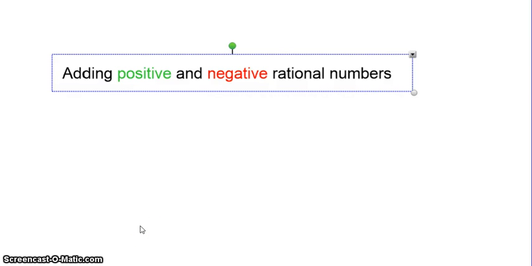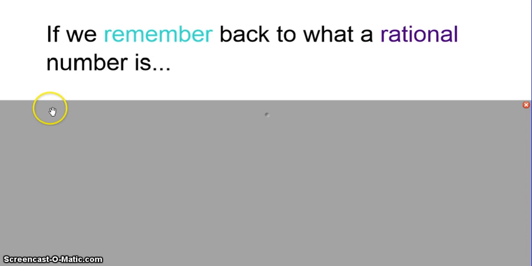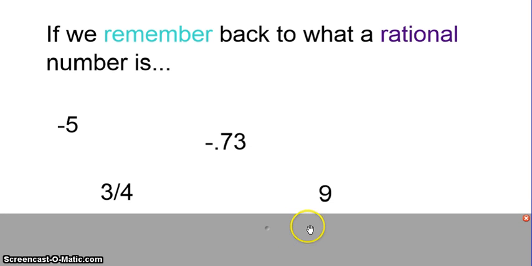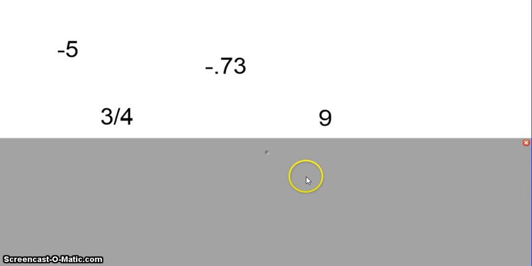Hey class, today what we'll be talking about is adding positive and negative rational numbers. And if we remember back to what a rational number is, it might look something like this. It can be a negative whole number, positive whole number, a negative decimal, positive decimal, or fractions.